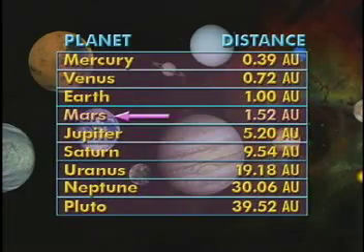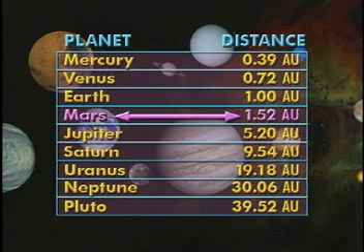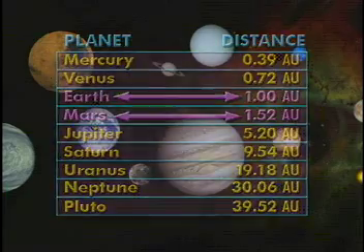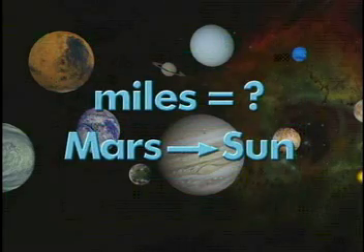Based on the astronomical unit, it's easy to compare the distances between all the other objects in the solar system. The accompanying chart shows the distances to the planets from the Sun in terms of astronomical units. Let's look at Mars. We can quickly see that Mars is 1.5 times further away from the Sun than Earth is. So how far is Mars from the Sun in miles?